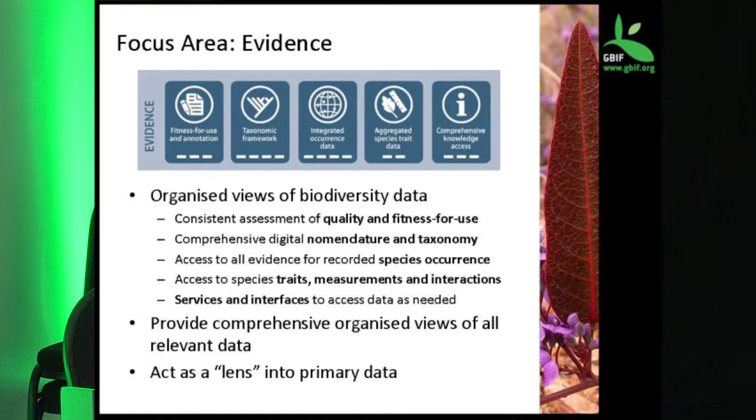The third is evidence. This allows us to have an organised view of biodiversity data by providing a consistent assessment of quality and fitness for use, a comprehensive and digital nomenclatural taxonomy, so a standard way of referring to the data, access to all evidence for recorded species occurrence, access to species traits, measurements and interactions, and services and interfaces to access the data as needed.